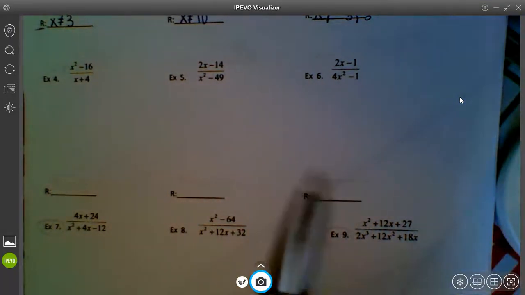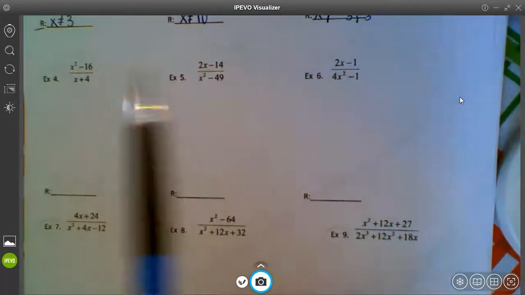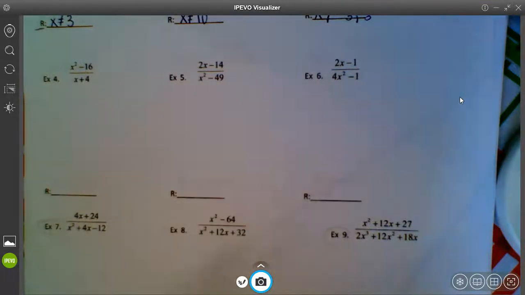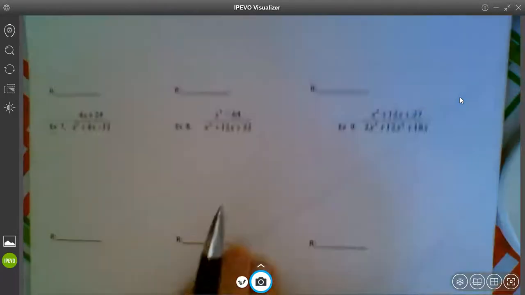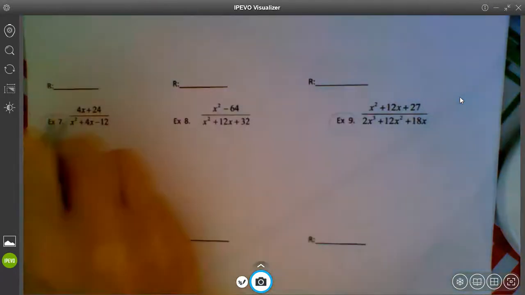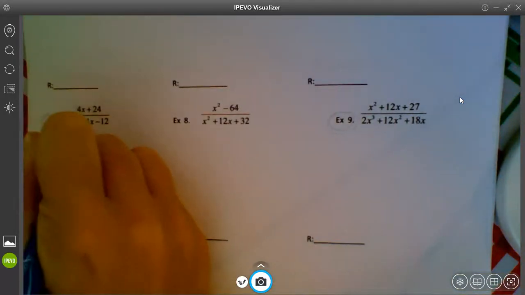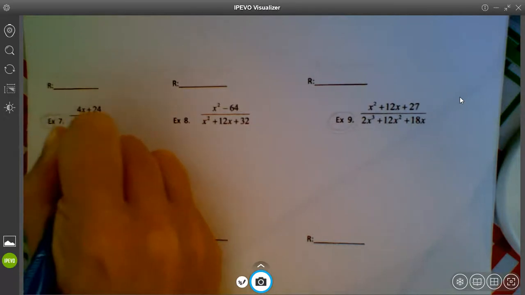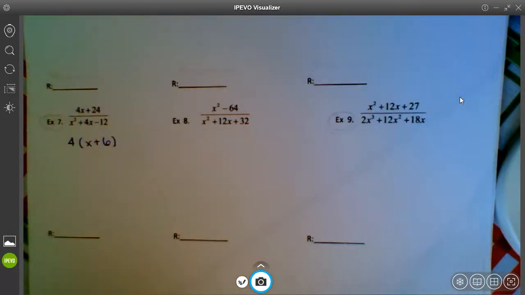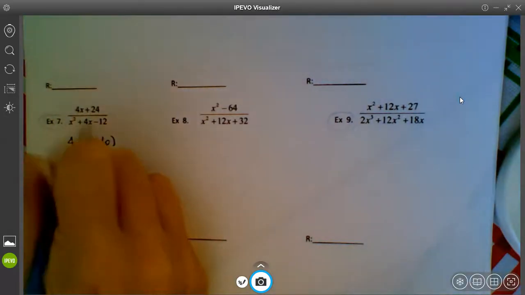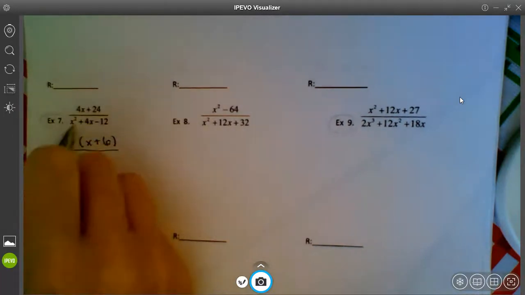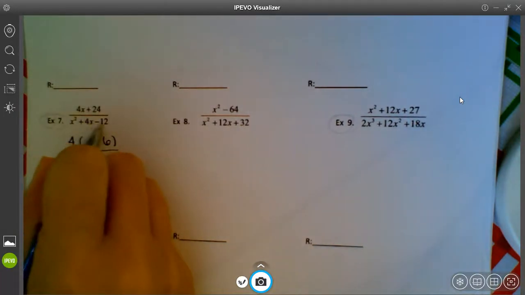So now you're going to try 4 through 6 on your own at some point. But I'm going to do 7 with you. Let's look at 7. So we're going to follow our steps to factor everything. The top, I could take out a 4, so I have an x plus 6. So that's a factor to the top.